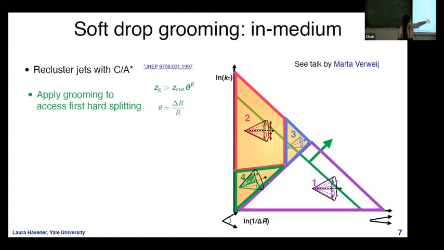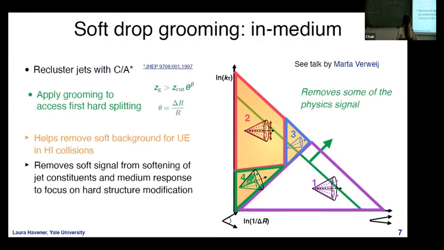So it's just taking everything above the green line. And so what's nice is it helps to remove the soft background from heavy ion collisions, the underlying event. That's convenient. And also it removes some of the soft signal. And so we can use these to isolate this hard structure modification.